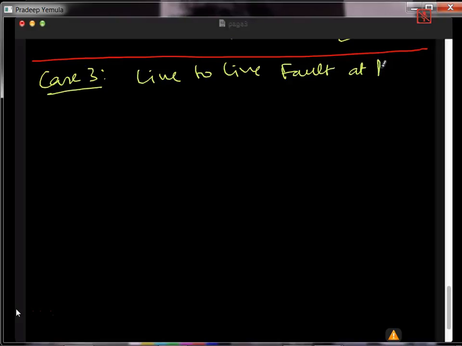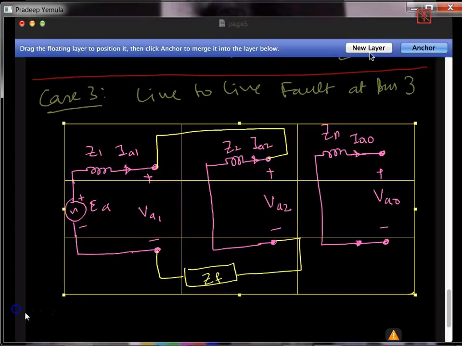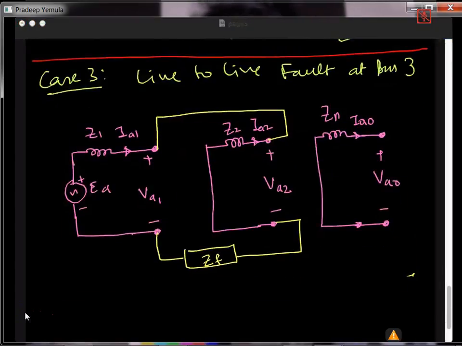At bus 3, if there is a line to line fault, what I should do is simply go to my previous notes and copy the circuit for line to line fault. So let me copy the circuit. This is the circuit for line to line fault as we had noted before. In this we can enter the values. So what are the values?